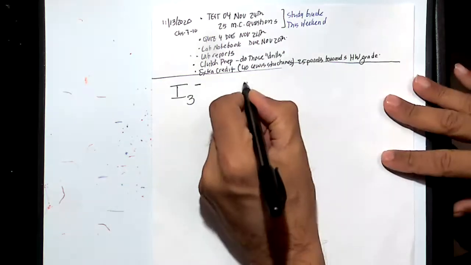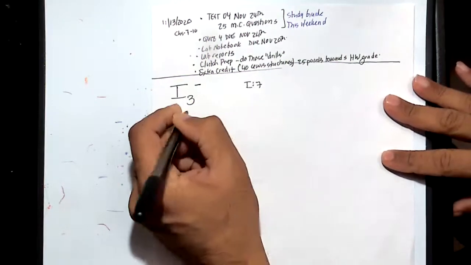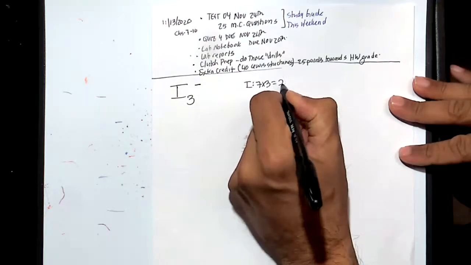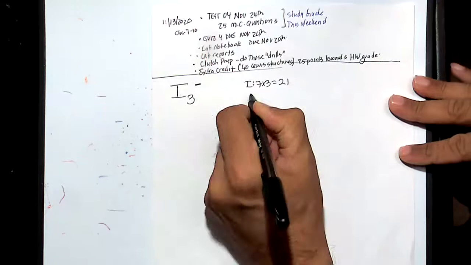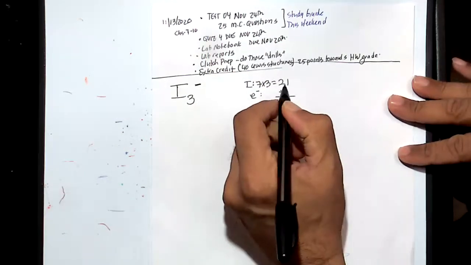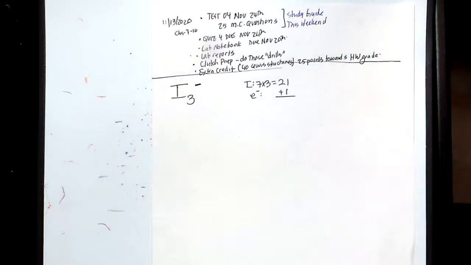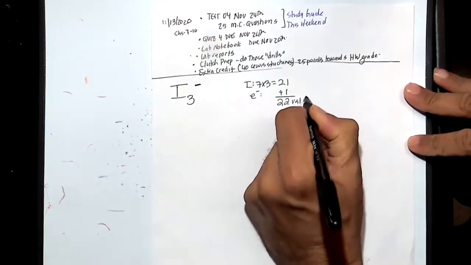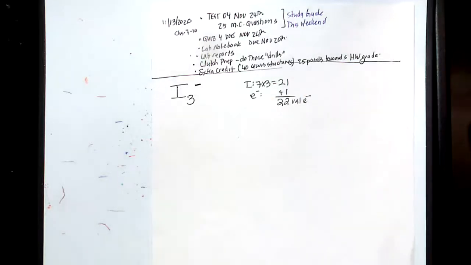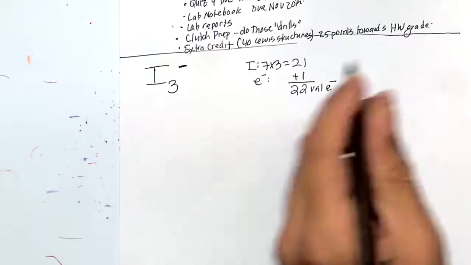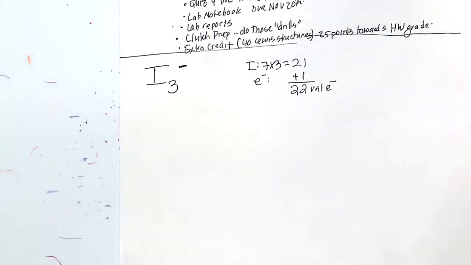All right, so iodine is happy at 7. But we have 3 of those, so 3 times 7 is going to be 21. That minus sign means we've gained 1 electron. So our goal is to get 22 valence electrons around I3 minus. All right, so I'm going to make I my center atom.